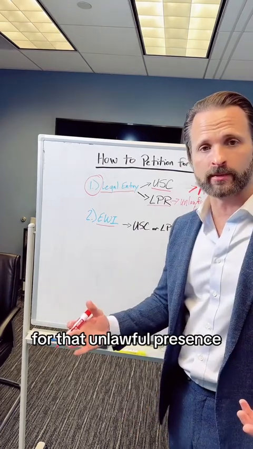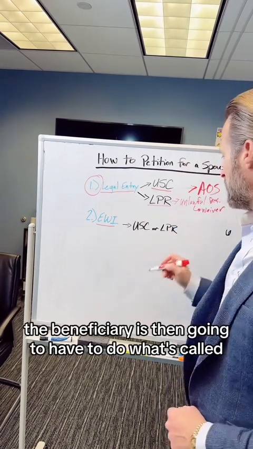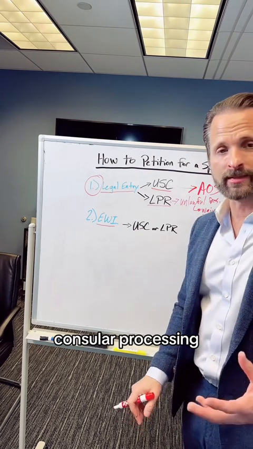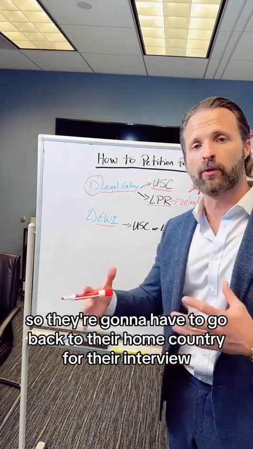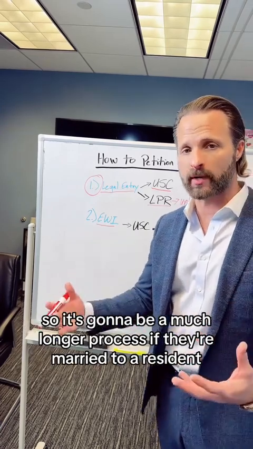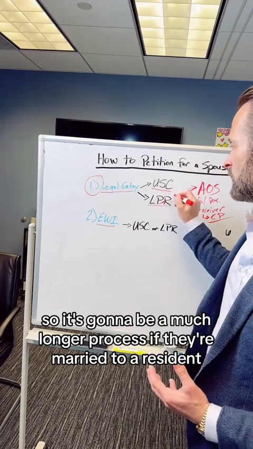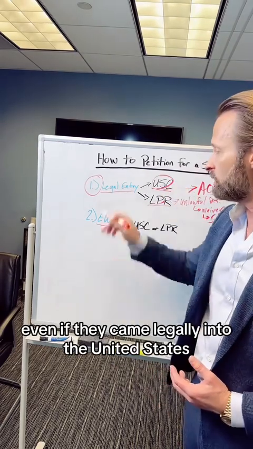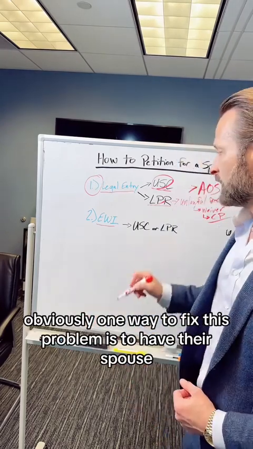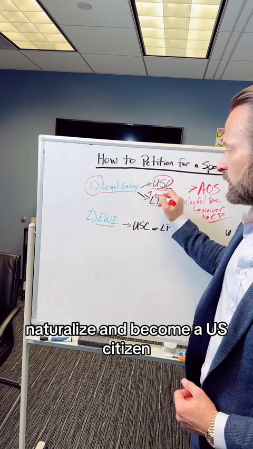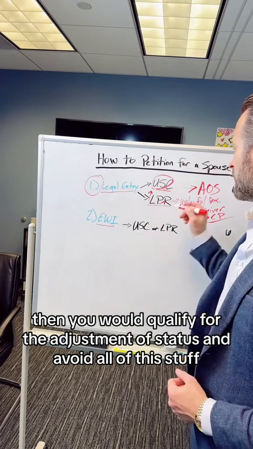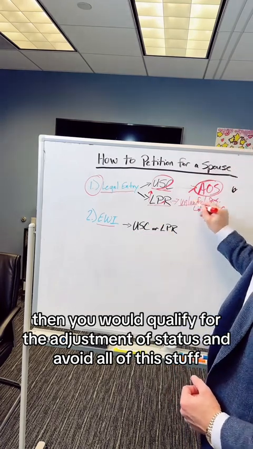You might need to do a waiver for that unlawful presence. Once the waiver is approved, the beneficiary is then going to have to do what's called consular processing. So they're going to have to go back to their home country for their interview. Okay, so they're going to have to take those additional steps. So it's going to be a much longer process if they're married to a resident rather than a citizen, even if they came legally into the United States. Obviously, one way to fix this problem is to have their spouse naturalize and become a U.S. citizen and then do your process. Then you would qualify for the adjustment of status and avoid all of this stuff.